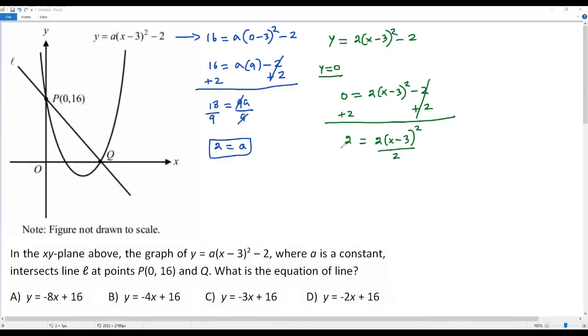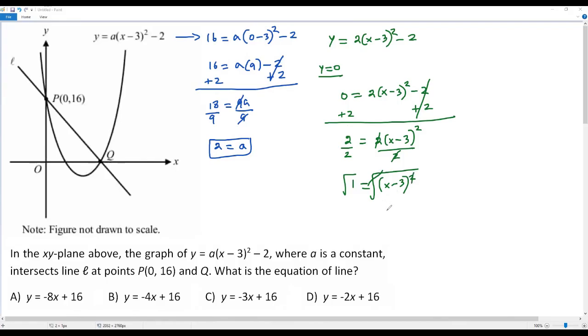Let me divide both sides of this equation by 2. When I do so, this 2 will cancel out. So here 2 divided by 2 is 1, and on the right side we get (x - 3) the whole square. Okay, now to get rid of this square, we have to take the square root on both sides. When I take the square root on both sides, on the right side the square root and square will cancel out.